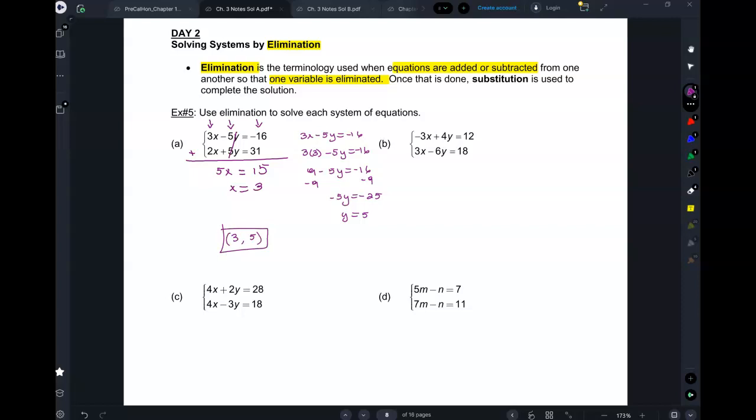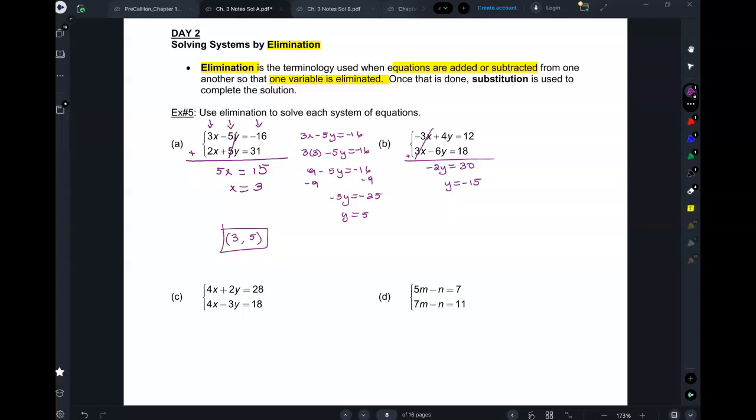Okay, next. So take a look at here. I have negative 3x, positive 3x. I can add these, the x's go away. So the y's, 4 minus 6, negative 2y is equal to 30. Y equals negative 15.